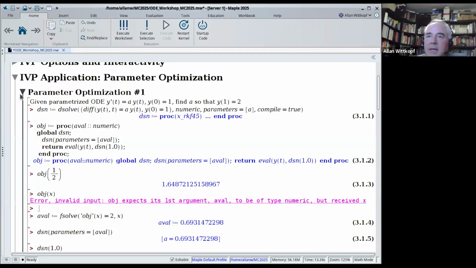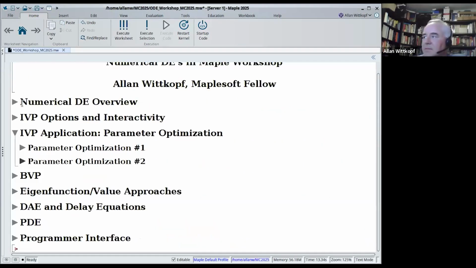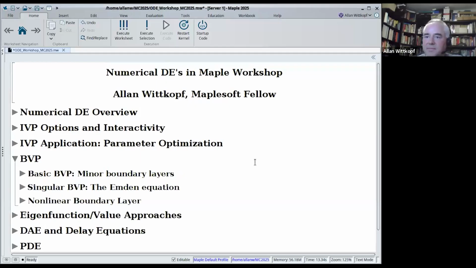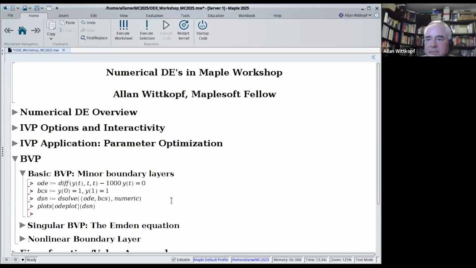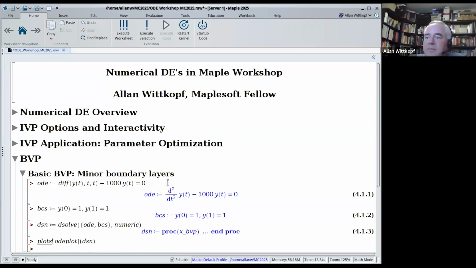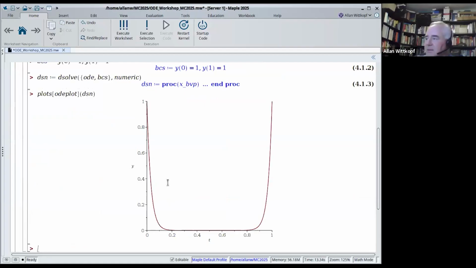All right. I'm going to move on to the next part, boundary value problems. The BVP solver. Let's look at a simple case first. This is a case with some mild boundary layers. So we have just y double prime minus 1000y is 0. Boundary conditions, 1 at either end. Ask for the solution and look for the plot.